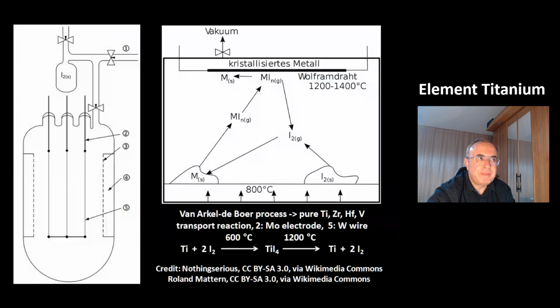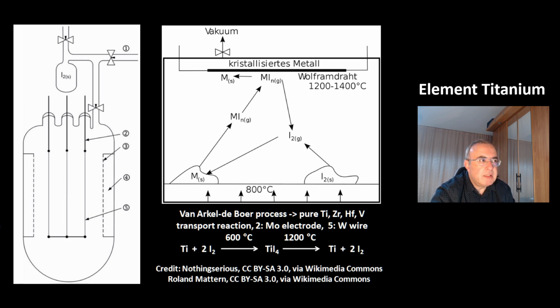This is the Van Arkel-de Boer process. This is a process to make pure titanium, or you can use this process for zinc, zirconium, hafnium, or vanadium. This is called a transport reaction. You make use of a reversible reaction to purify the metal.